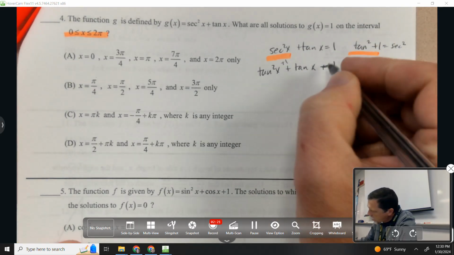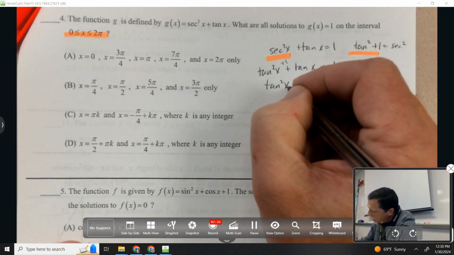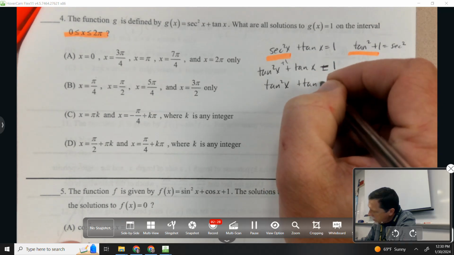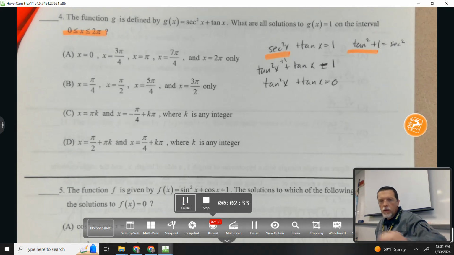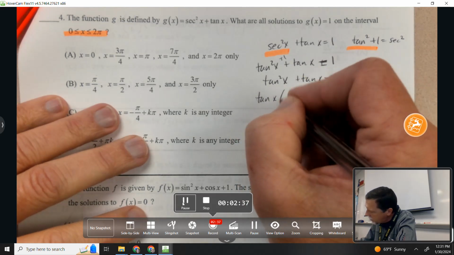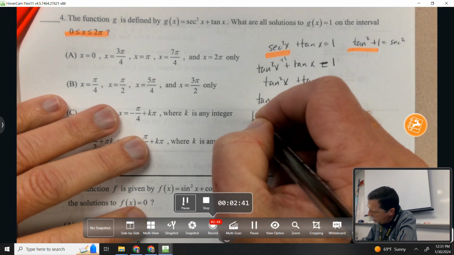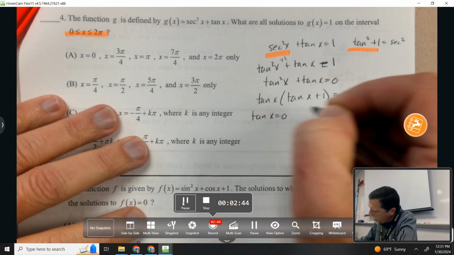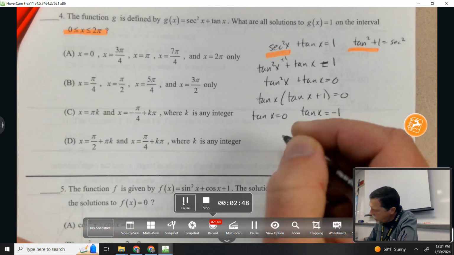You subtract the 1 and it goes away. And then I've got tangent squared x plus tangent of x equals 0. Alright, let's factor out the tangent, or one of the tangents. That leaves tangent of x plus 1. So tangent of x equals 0, and tangent of x equals negative 1.